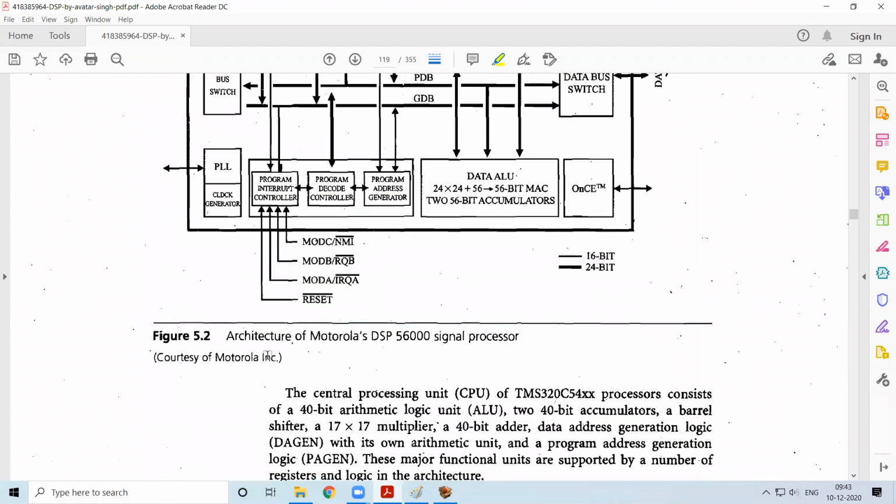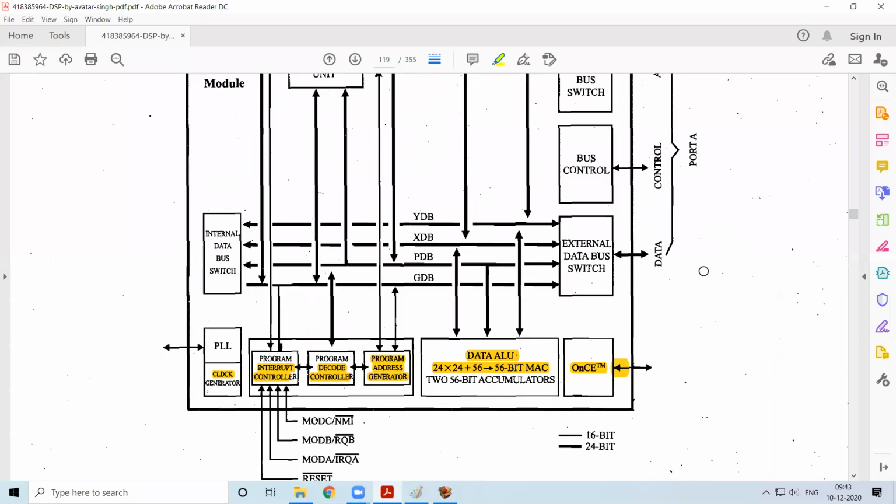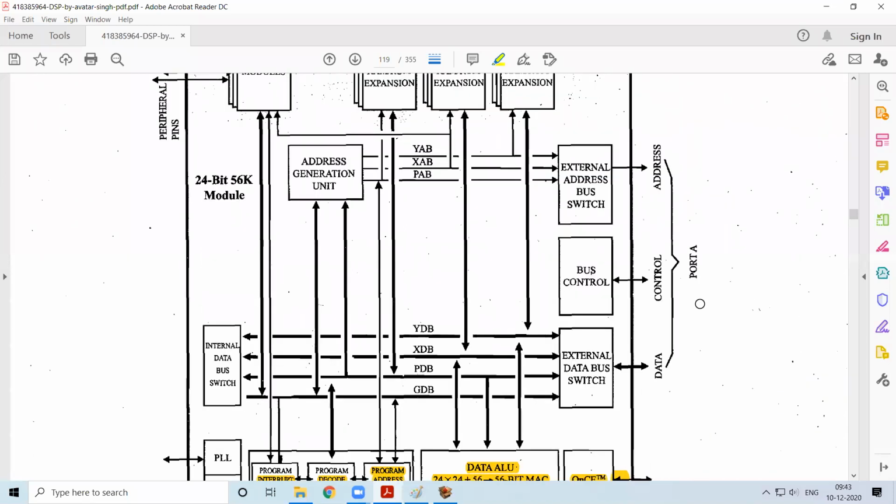Then in this case, he has given the architecture related to the Motorola DSP. Here again, you can see that you have so many things present: program address generation, program decode controller, data ALU. Again, here you can see data ALU and program ALU. Those all things are present.